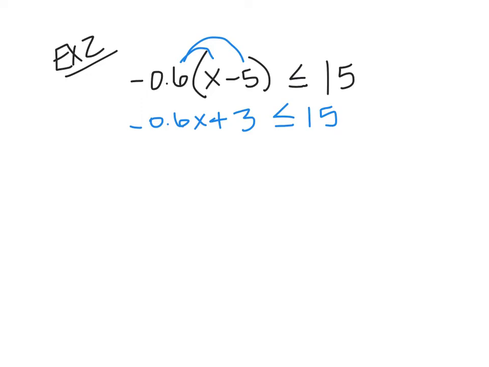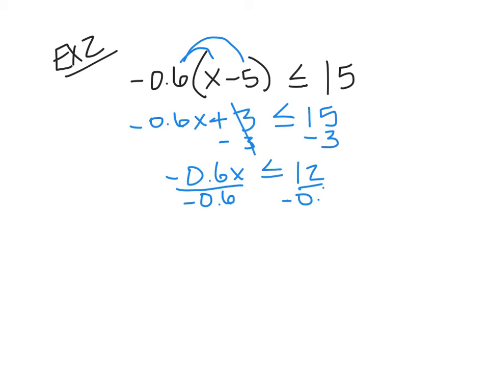Now we move the 3. It's a plus 3, so I'm going to subtract 3. Those cancel. I'm left with negative 0.6x still, less than or equal to 15 minus 3, which is 12. And then our last step, since this is multiply, we're going to divide, and we're dividing by a negative number. Make sure you recognize that. So those cancel. I'm left with x. Since I divided by a negative, the sign has to flip. So I'm going to say greater than or equal to. And 12 divided by negative 0.6 would be negative 20.